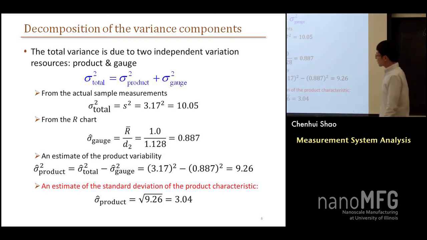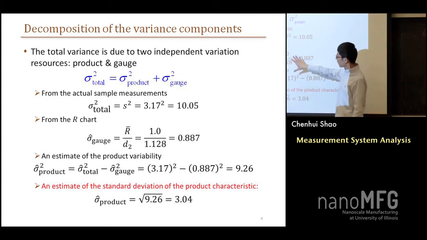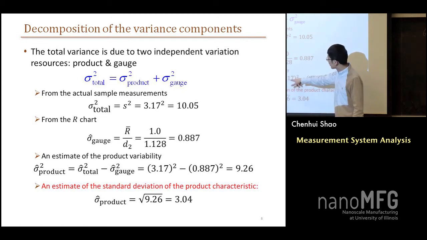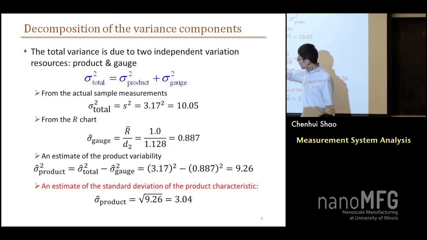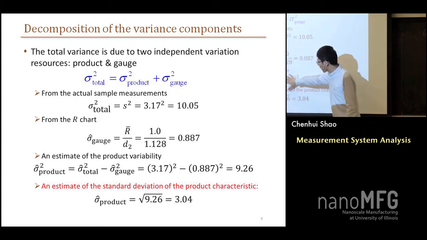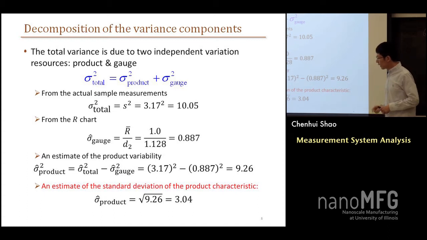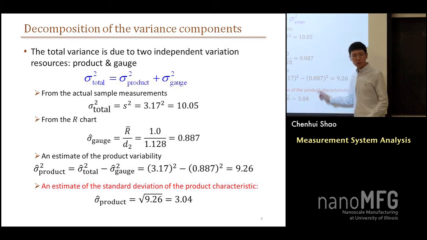And then sigma gauge is estimated by using R bar divided by D2, what we learned from our chart, where we have this value. And by using this formula, we know that sigma product square is a subtraction of sigma total square and sigma gauge square, which is 10 minus 0.887 squared. So be careful with this. We are estimating sigma gauge, not square. The standard deviation, not the variance. Okay. We can make this calculation. We found that our sigma product square is 9.26. And we can also calculate the standard deviation by taking the root of it, which is 3.04.